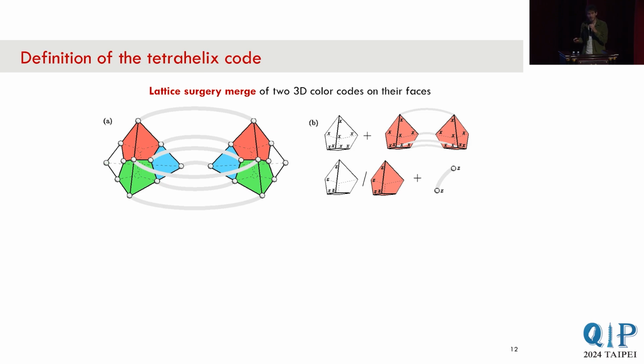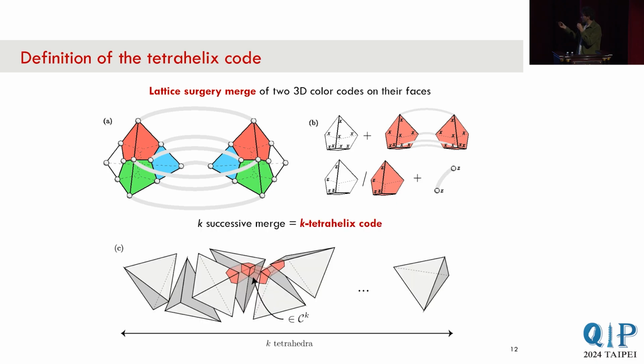Okay, so now let me explain a bit how we're going to combine those two codes. So essentially, we're going to combine them using some lattice surgery ideas. So this new code is called the tetrahelix code, and it is obtained by merging 3D color codes on the faces in lattice surgery language, which essentially corresponds to adding some new Z stabilizers that correspond to pairing qubits in some external faces of the two codes. And once you have done that, you're going to need to modify a bit the X stabilizers so that everything commutes and you indeed have a quantum code. But once you have done that, you can repeat the operation an arbitrary number of times.